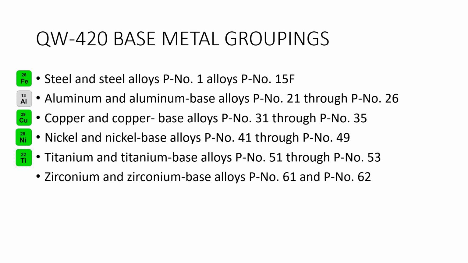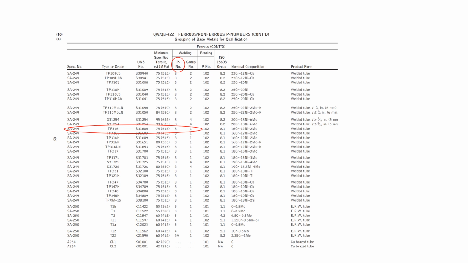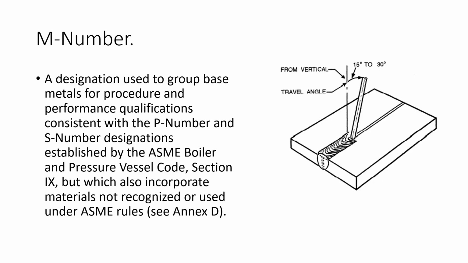So that's P numbers. So if you look in ASME Section 9, there's a table that looks like this, and it's got all your P numbers. And this table is, I want to say, 100 pages long or something. It's a ginormous table. It is a very large table. So this is where our P numbers come from.